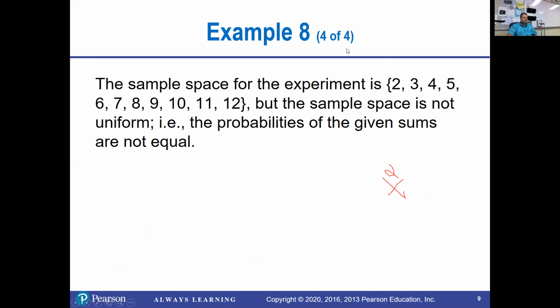Why did that not get out of here? There we go. Sorry about that.